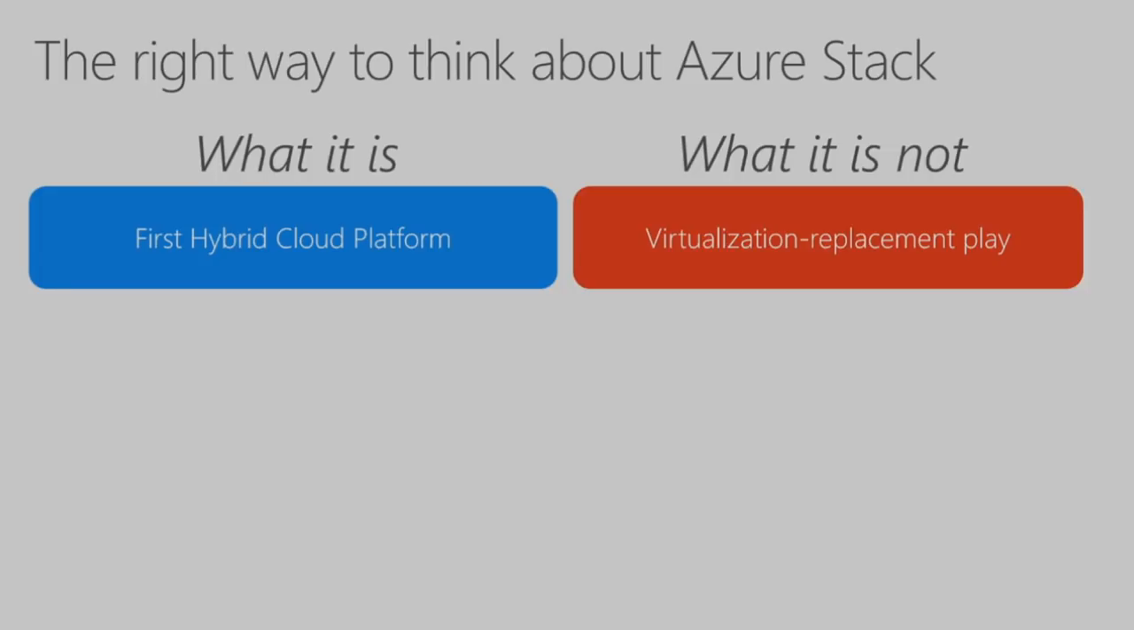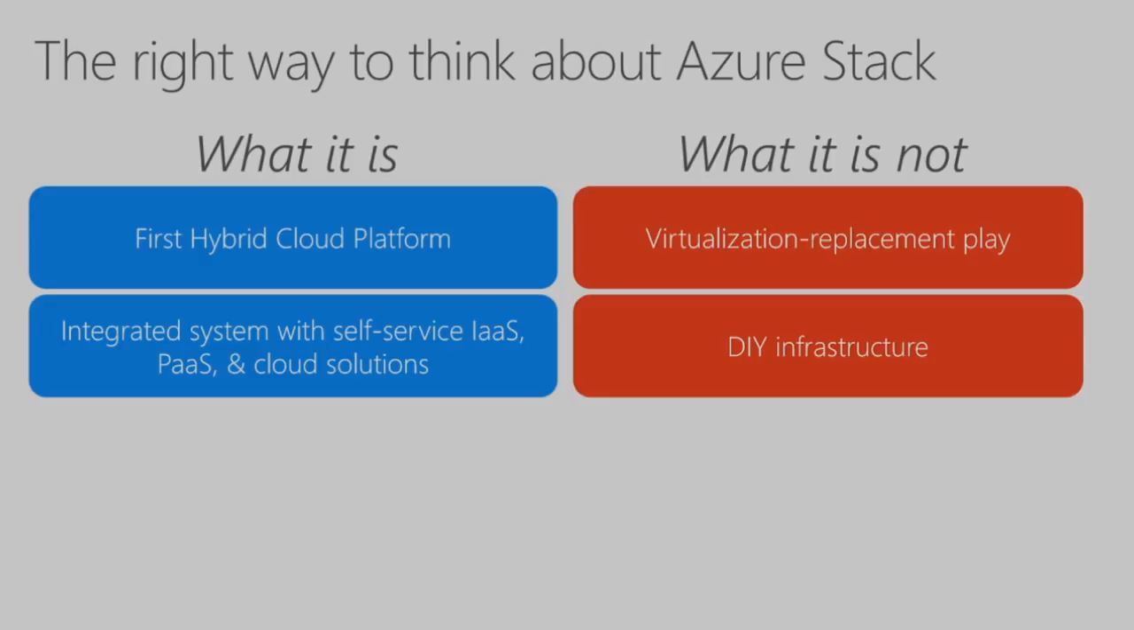So there's the right way to think about Azure Stack. What it is, it's the first hybrid cloud platform. What it's not, it's not a virtualization replacement play. We're not looking to replace your existing virtualization regardless of what it's on. We're not asking you to take your VMs and put them onto Azure Stack. This is more of a hybrid application platform. What it is, it's an integrated system with self-service IaaS, PaaS, and cloud solutions.